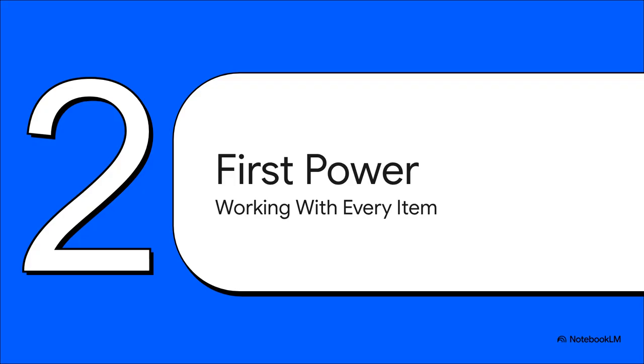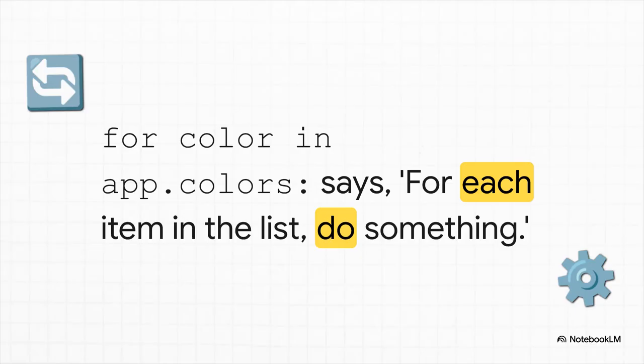Okay, so we've got all our items packed into one place. Now what? What can we actually do with them? Well, your very first superpower with lists is the ability to go through and work with every single item in that collection one by one. And we do this with something called a for loop. This little line of code basically says, hey, Python, for every single color you find inside my app.colors list, I want you to do something.